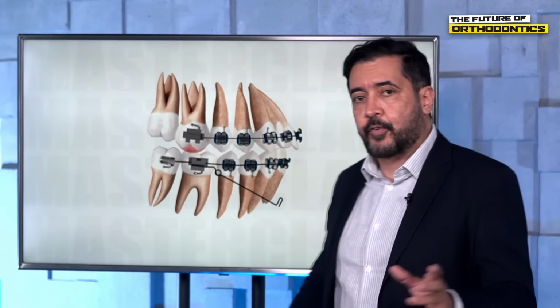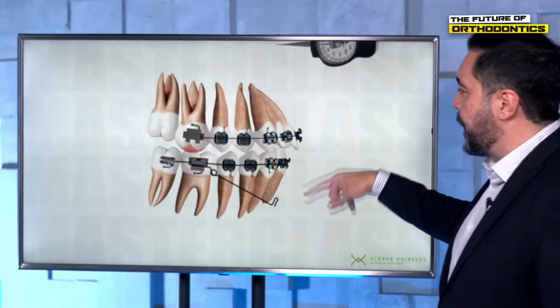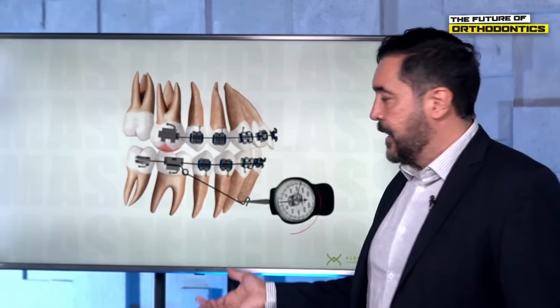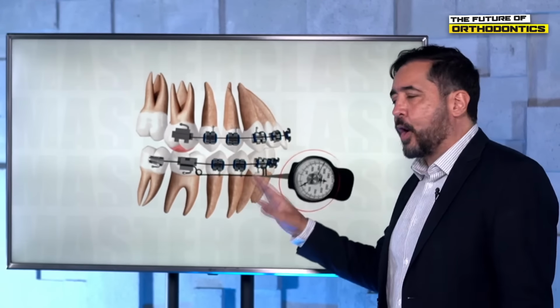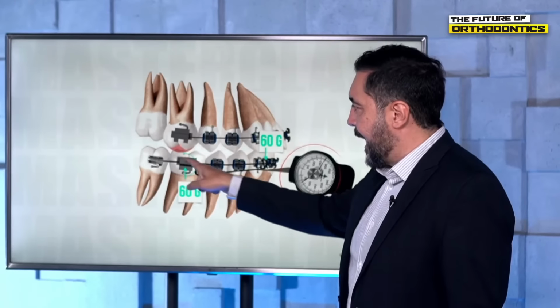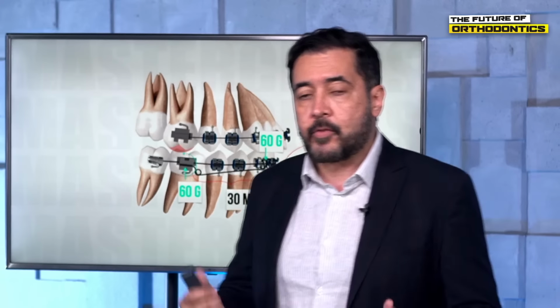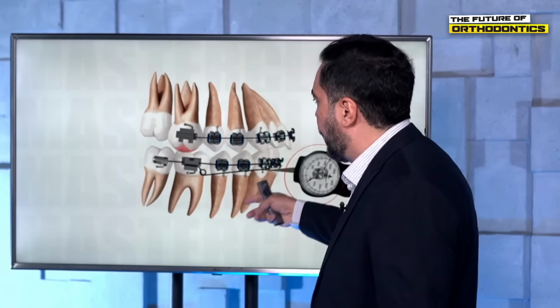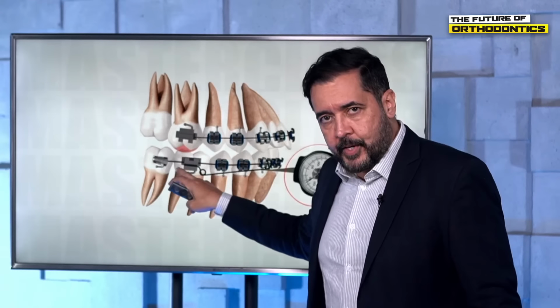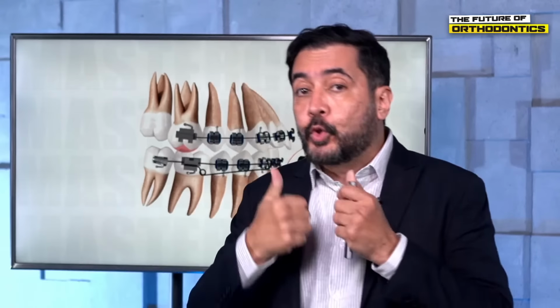I use a cantilever for that in this case, guys, a cantilever with a straight wire. And what I do here is I measure the force, and the force that I'm applying here is nothing more than 60 to 80 grams. When I do that, I will generate here a moment in the molar based on the equilibrium of forces, biomechanically. I will have a good moment here.